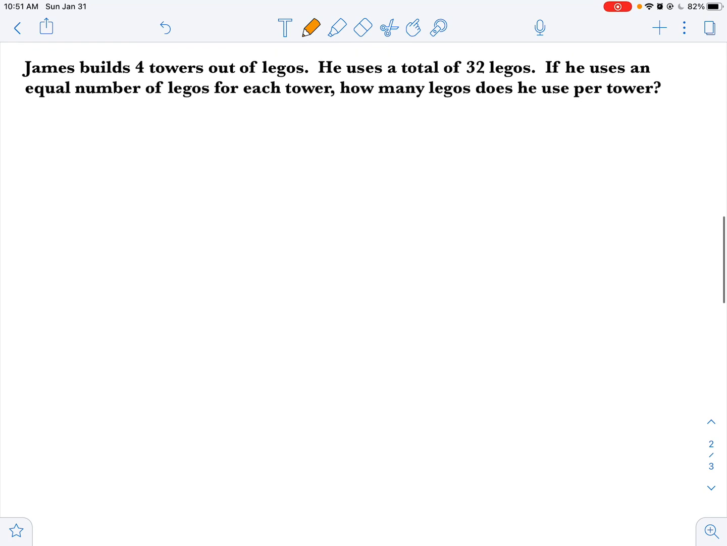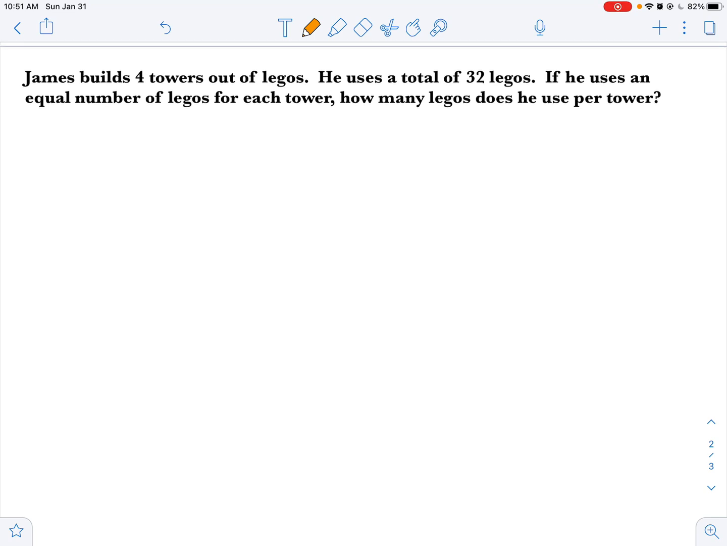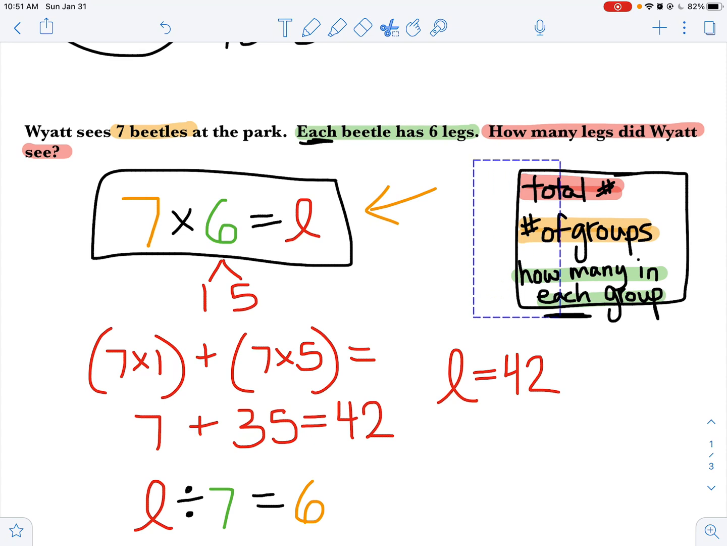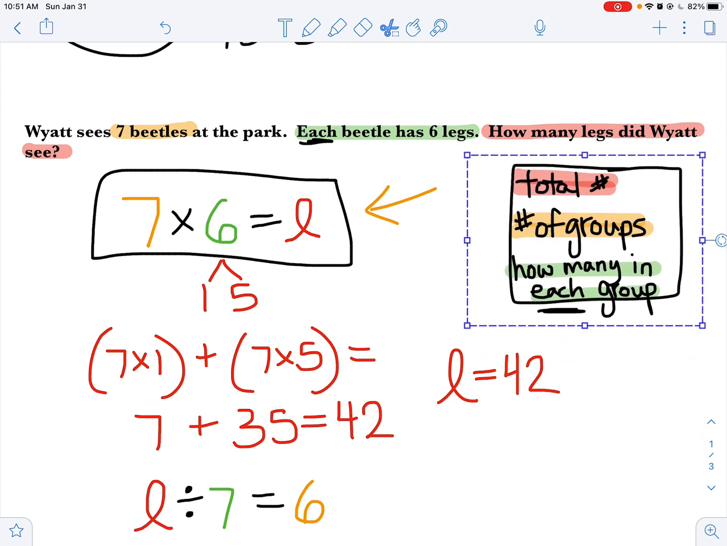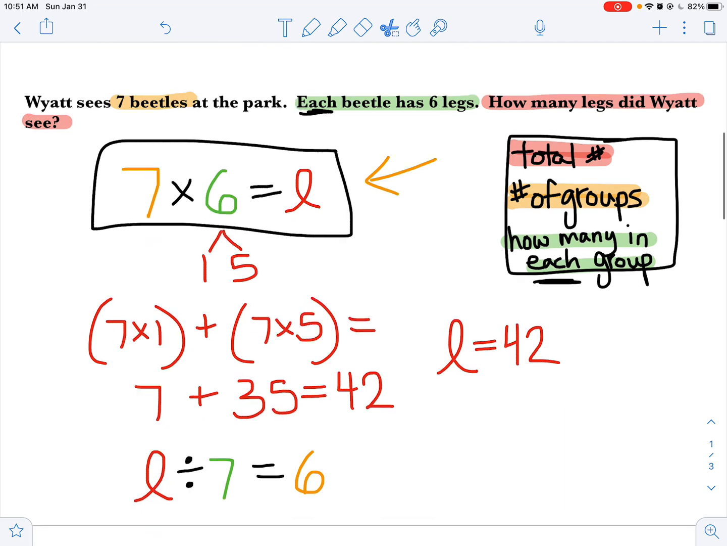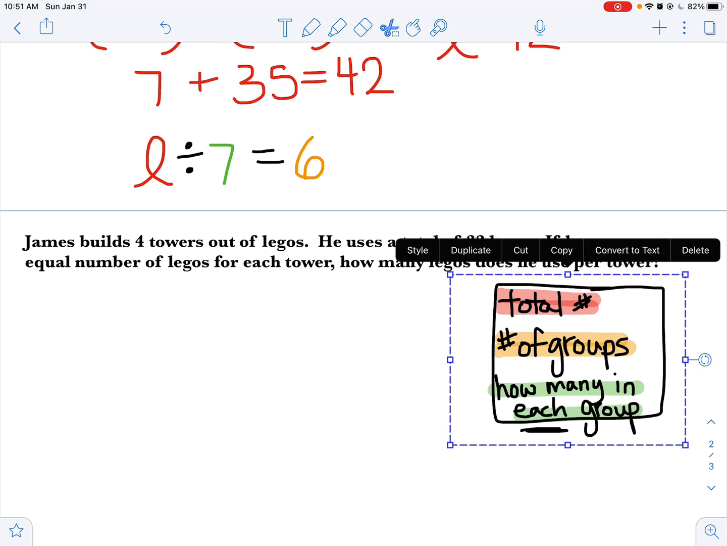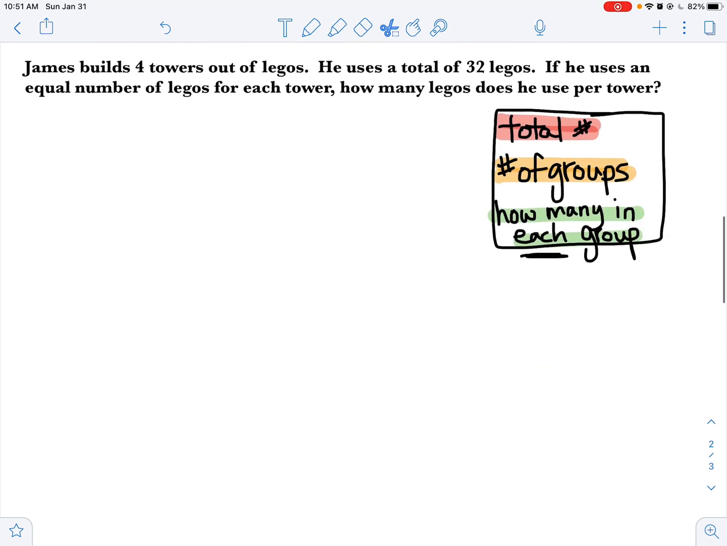Let's take a look at just one more. James, because we know James really likes Legos, builds 4 towers out of Legos. He uses a total of 32 Legos. If he uses an equal number of Legos for each tower, how many Legos does he use per tower? All right, I'm going to copy this and paste it down here. We know every multiplication and division problem has these parts: a total, the number of groups, and how many in each group.